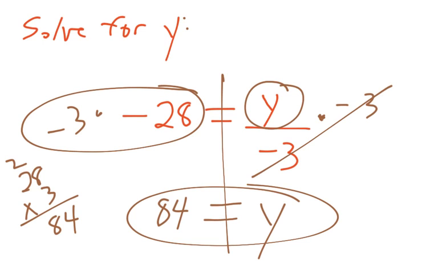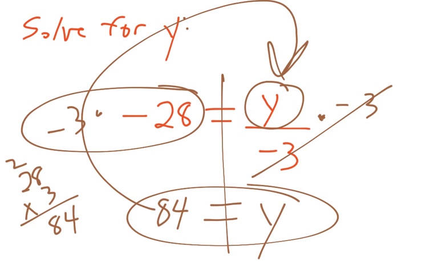Okay? Remember, if we want to check this answer, we would plug the 84 back in here. And 84 divided by negative 3, that would in fact be negative 28. So it does check out. So if you ever want to check your problem, plug your solution back in for the variable in your original equation and just use order of operations to make sure the left equals the right.